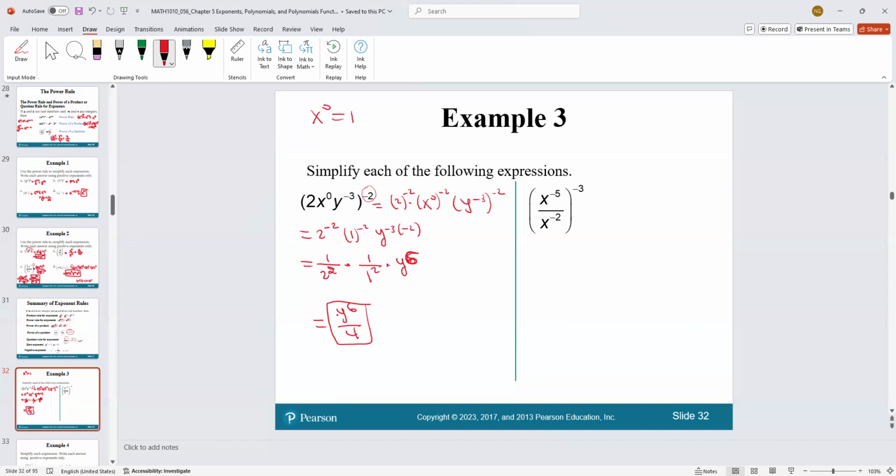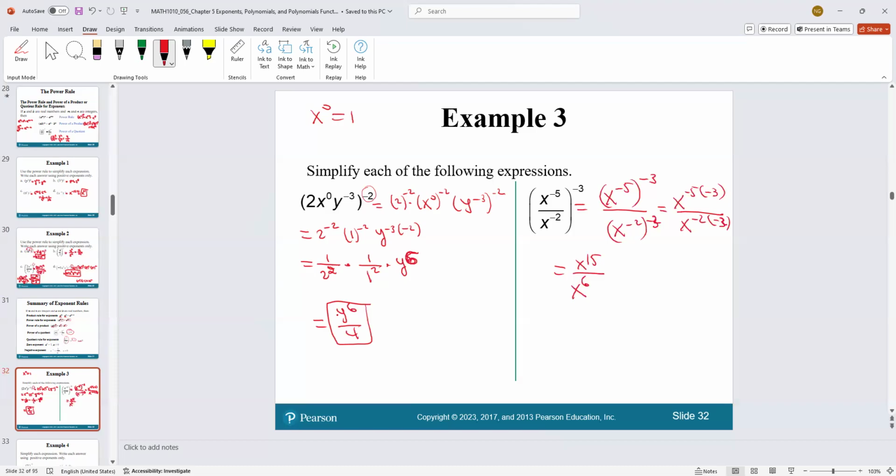If you want to take time to review it, do not hesitate to pause the video. But if you go with the second example, again, the first thing is to distribute the -3 to the numerator and to the denominator. That's the first thing to do. Second thing is to multiply because it's power of a power, -5 times -3, -2 times -3. Now, 2 negatives give you +15 over x power, 2 negatives give you +6.